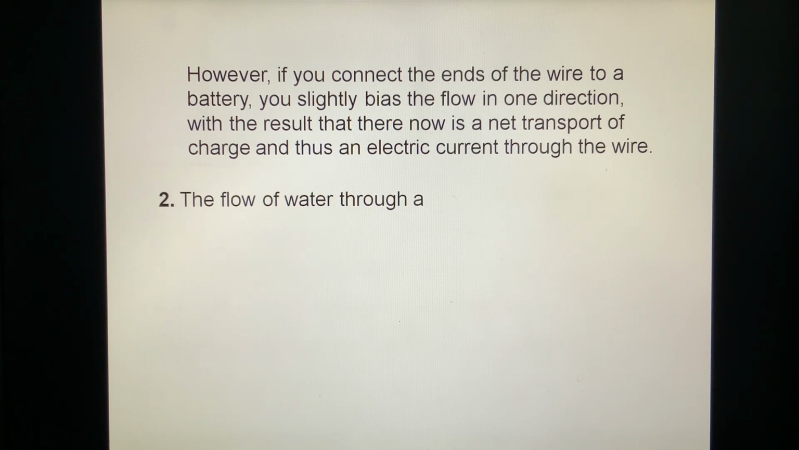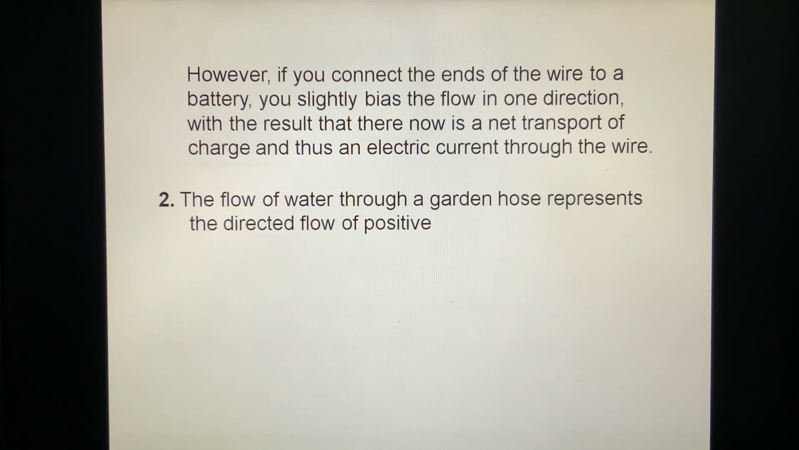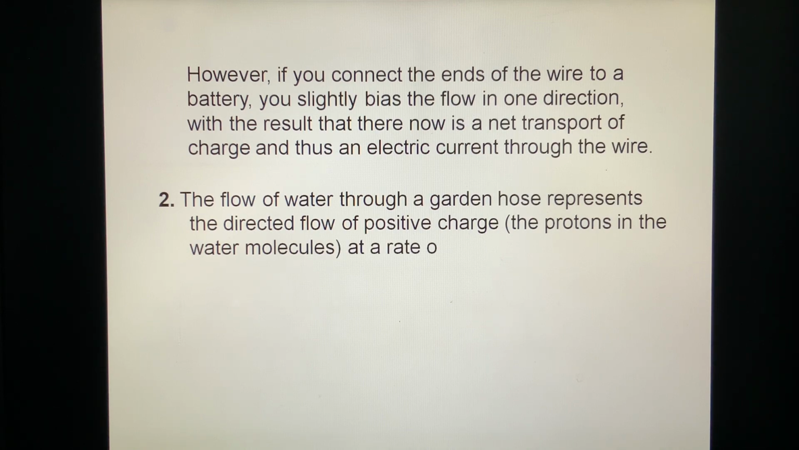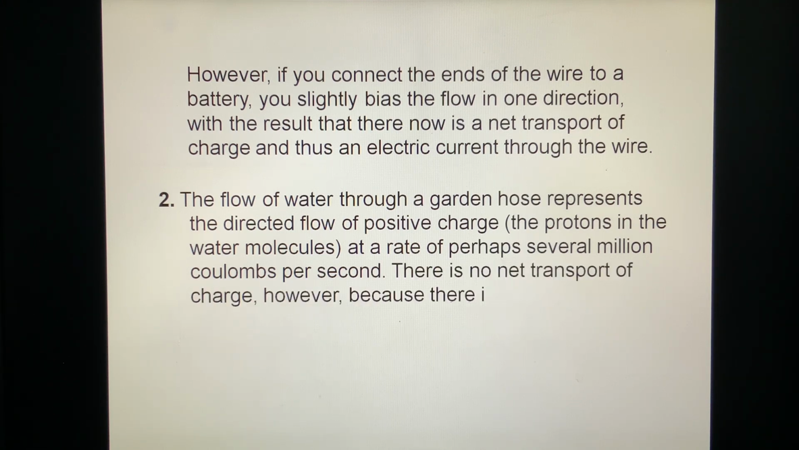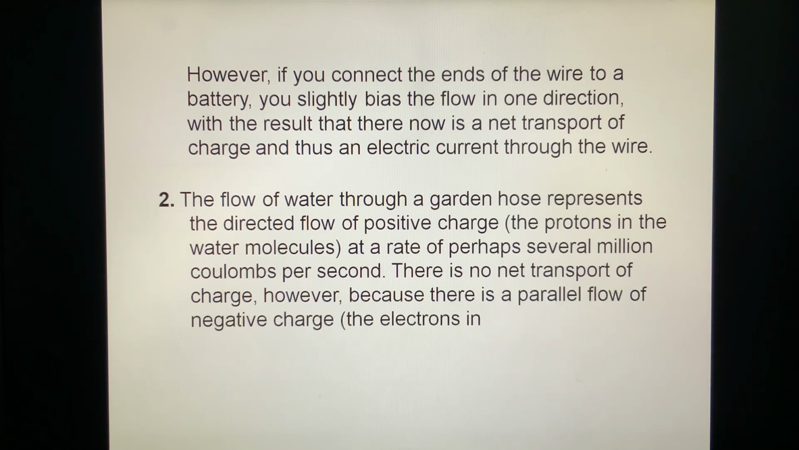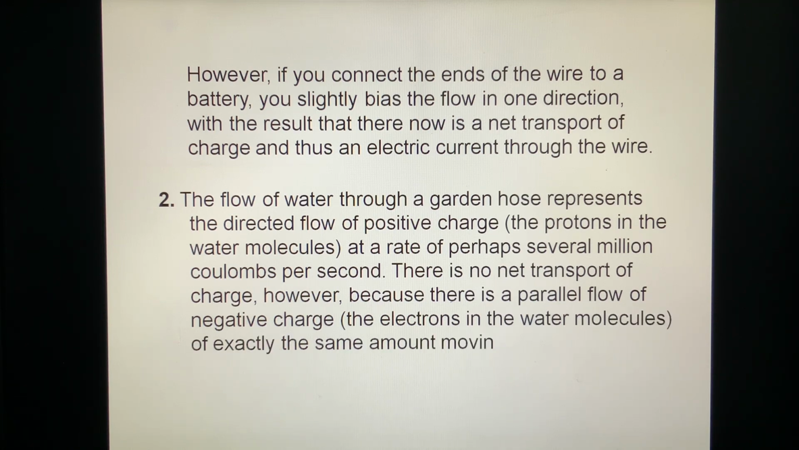2. The flow of water through a garden hose represents the directed flow of positive charge, the protons in the water molecules, at a rate of perhaps several million coulombs per second. There's no net transport of charge, however, because there's a parallel flow of negative charge, the electrons in the water molecules, of exactly the same amount moving in exactly the same direction.